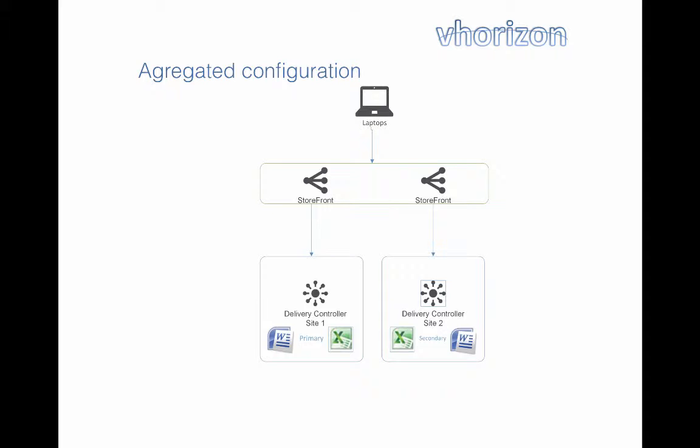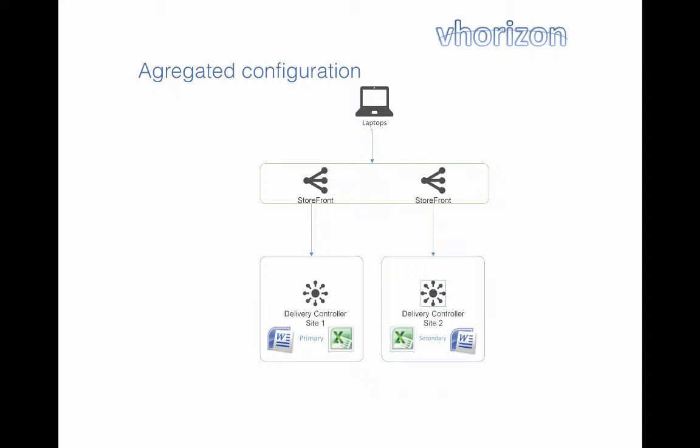So if in this example both sites have a copy of Word and Excel published, if you use the keyword primary and the keyword secondary in the separate sites, the primary icons will always show unless there's an issue, and then it'll show you the ones from the secondary site. So this is quite good in utilizing a production and UAT kind of setup.